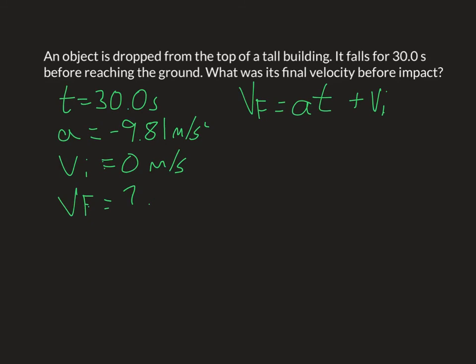All right, so here we are with our setup. We've got our time, we've got our acceleration, we have our initial velocity, we have our formula set up the way we want. All we have to do now is the easy part. We just have to plug the numbers in, all right? So our final velocity is going to be equal to our acceleration. Okay, important to keep that negative there. The time here was 30.0 seconds.